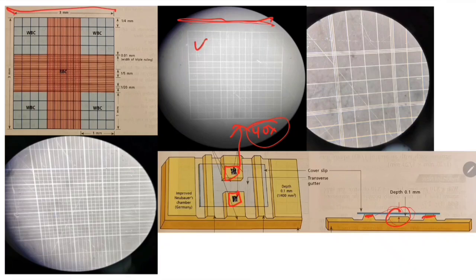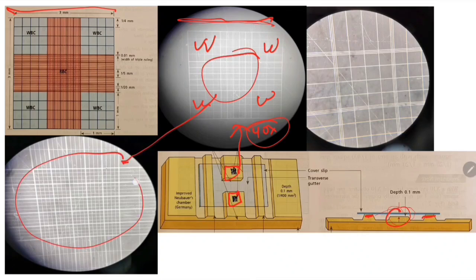This is the WBC area. We will count WBC in 10x magnification, means total magnification will be 100x. And this is the RBC area. So when we focus on the RBC area, we will get 5 into 5, that is 25 boxes. Okay.